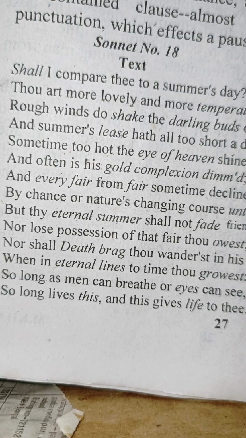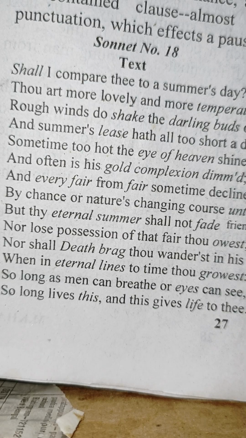Sometimes too hot the eye of heaven shines. Heaven refers to the sky, and its eye refers to the sun. Sometimes the sun shines scorchingly, and often is his gold complexion dimmed. Gold complexion is the golden circumference of the sun, the sun that takes the golden color, whose beauty is sometimes dimmed by the dark clouds.